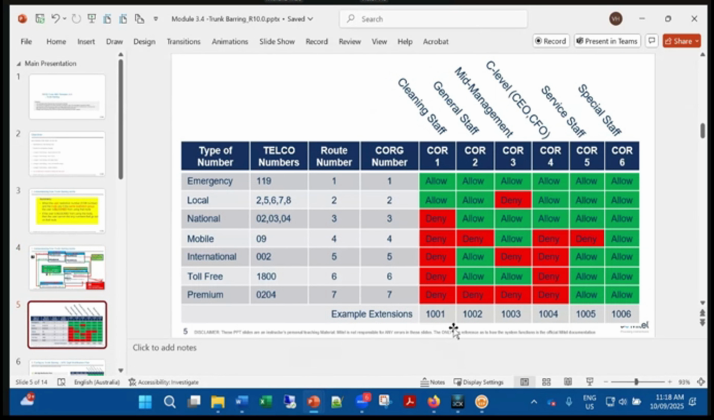What is the plan to get this working without any problems? To get this working without any problems, you must draw a table like this.